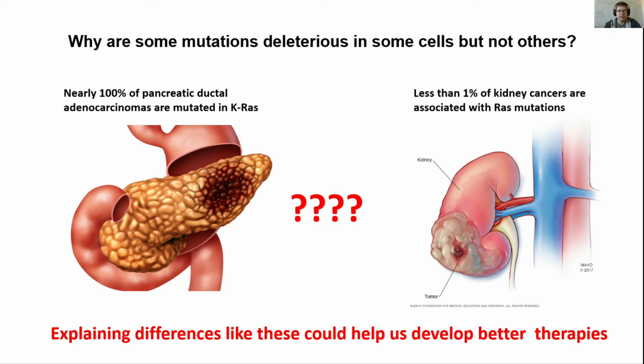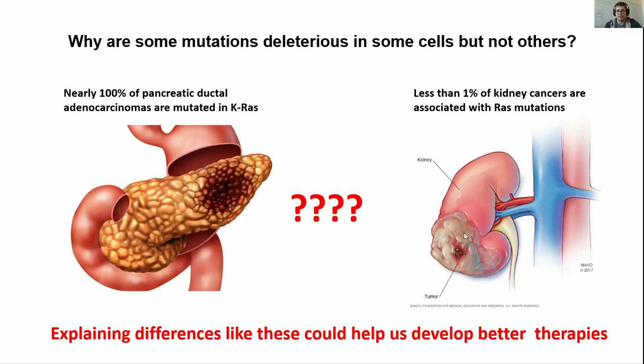As a really relevant example, I mentioned before that nearly 100% of pancreatic adenocarcinomas are mutated in KRAS signaling. Yet if you found someone who had kidney cancer, less than 1%, almost none of those cancers are ever associated with RAS mutations. So if a kidney cell gets a RAS mutation, it doesn't seem like that's going to drive cancer progression. But if a pancreatic cell gets this KRAS mutation, it's game over. You are in some serious crisis. And yet we have no idea why. Why is it so bad to get this mutation here versus there?